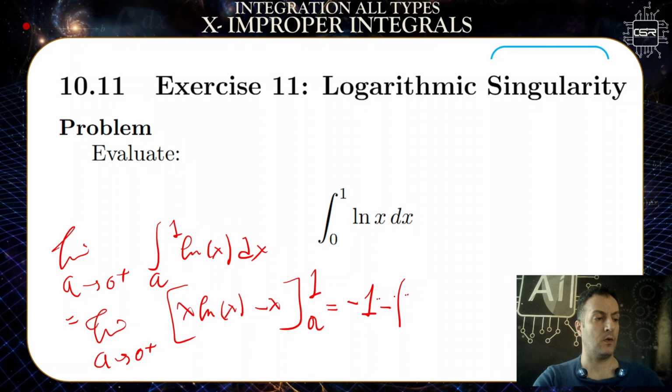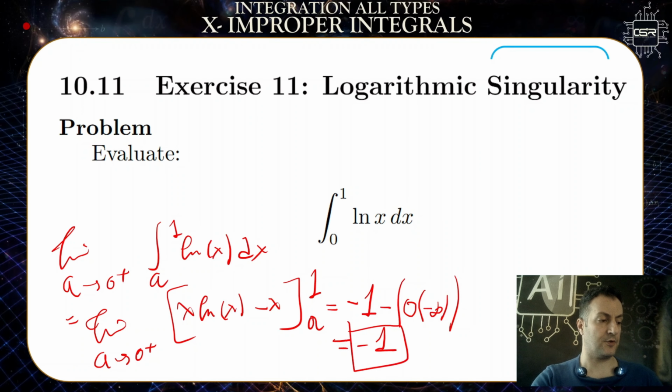Okay, so a here approaches 0, okay, doesn't matter. A to the left is 0. ln 0 is minus infinity, so this is 0 times minus infinity, correct? So 0 times minus infinity is 0. We end up with minus 1 as a final answer.